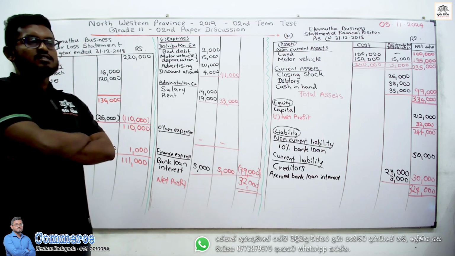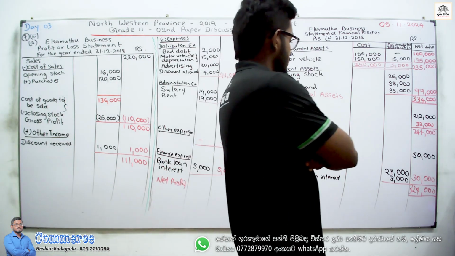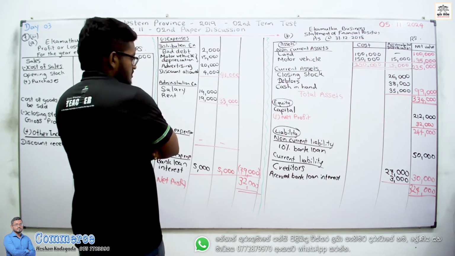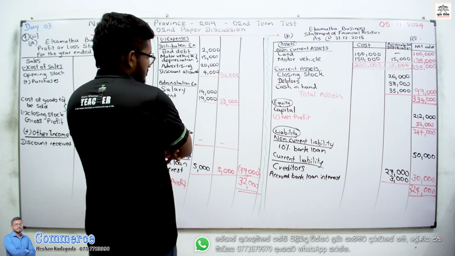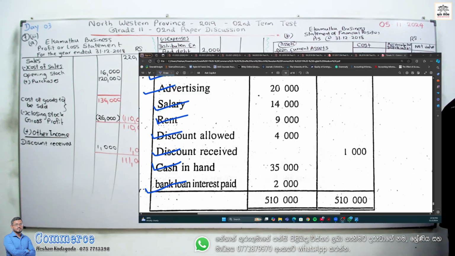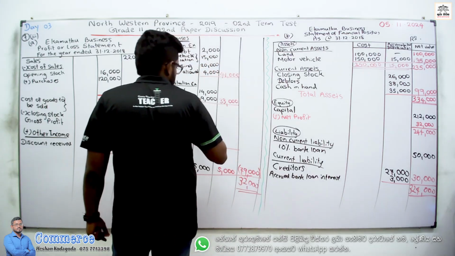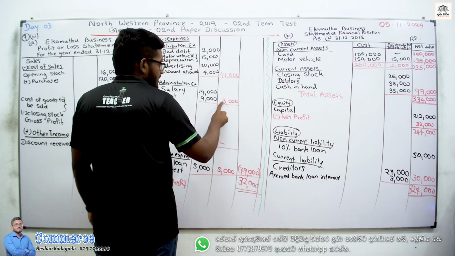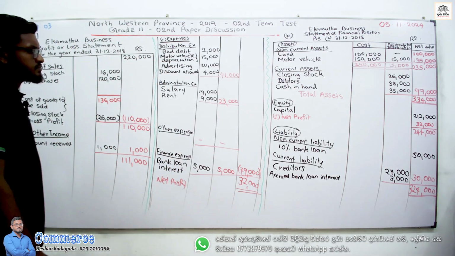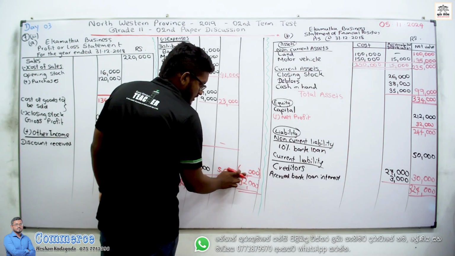Yes. Isn't rent supposed to be 9,000 instead of 19,000? How much? Where? Administration expenses? Let's see. Rent is 9,000, right? Ah, that is the thing. Thank you so much. Rent is 9,000. So it's 23,000, right? Correct? Thank you, Dinit. So then these two are incorrect.